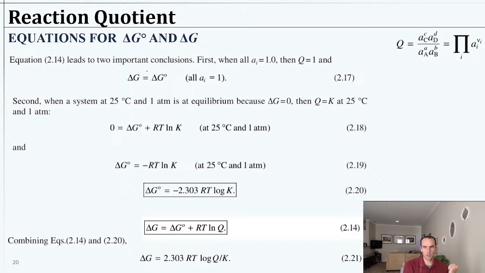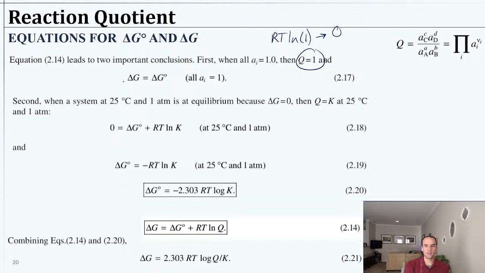We have those previous equations. We notice that if Q is 1, that would mean RT ln of 1. This goes to 0 because the natural log of 1 is 0. So that means that when we have 1 for the quotient, all of the activities are 1. It's 1 divided by 1, all of that. Then delta G is equal to delta G naught. That's the standard state. We're at equilibrium at the standard state, so nothing has happened or moved.